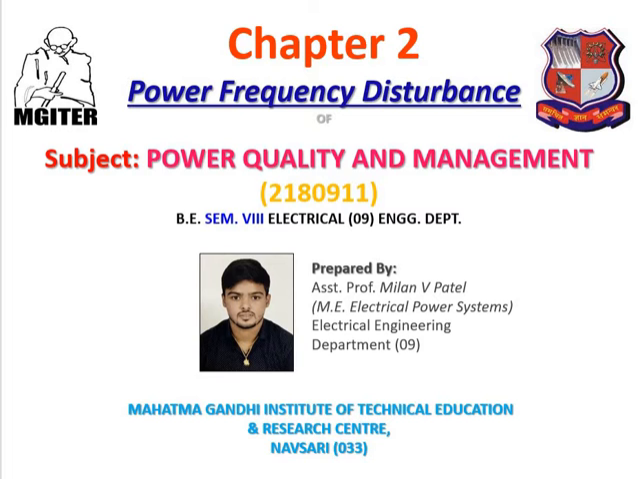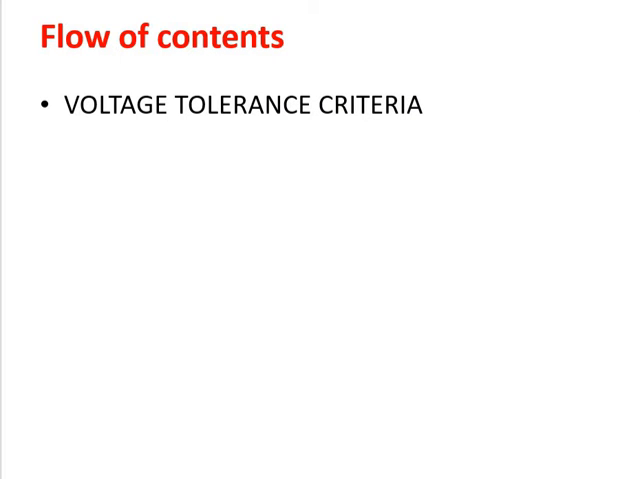Today we will discuss chapter number 2, Power Frequency Disturbance, from the subject Power Quality and Management, having subject code 2180911, from the 8th semester of the Electrical Engineering Department. So now the flow of contents for today's video lecture is voltage tolerance criteria.